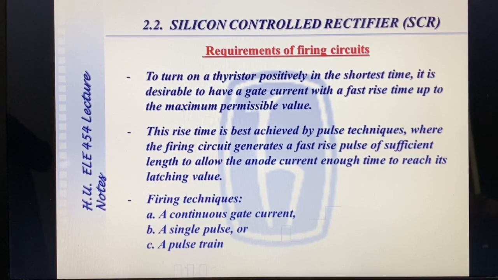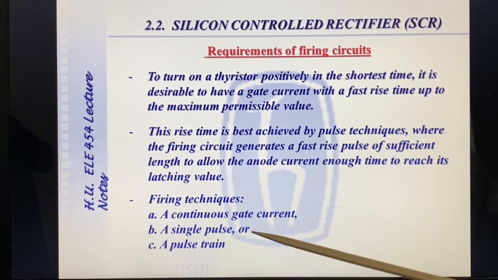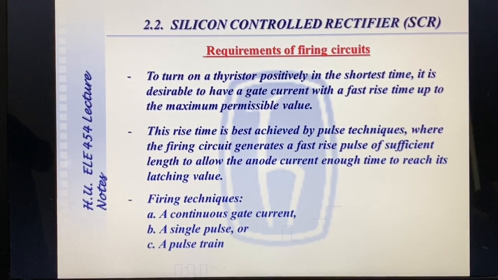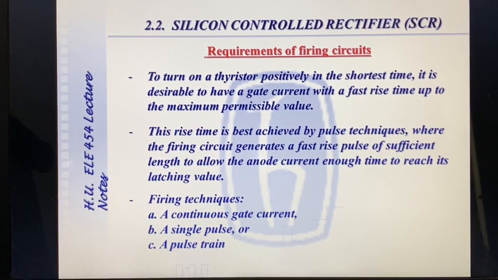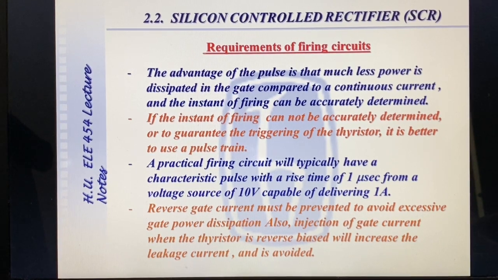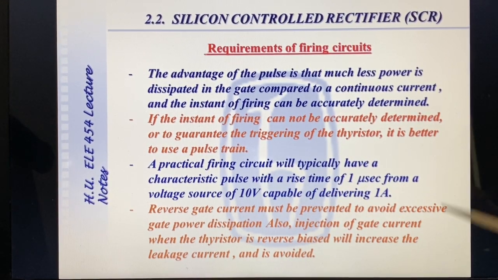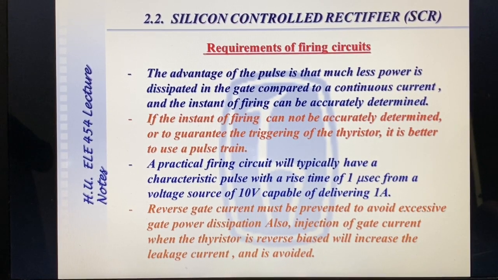What are the firing techniques applied? Either continuous gate current, usually not preferred because of the extra power dissipation. A single pulse, again not recommended because of safety. If the pulse is missed, the thyristor may miss firing into conduction. Or a pulse train, which is the most adapted procedure. A practical firing circuit will typically have a characteristic pulse with a rise time of 1 microsecond from a voltage source of 10 volts capable of delivering 1 amp.